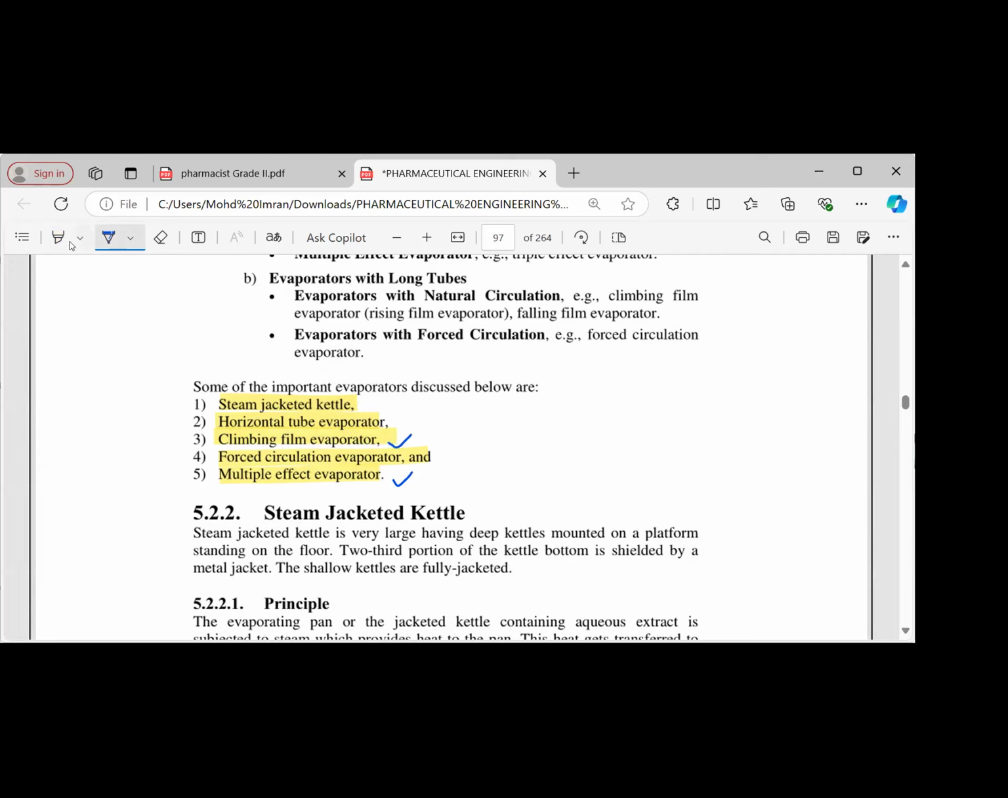Why is the multiple effect evaporator very important? Because in a multiple effect evaporator, energy can be conserved. The energy or the heat used for one evaporator can be used for multiple evaporators. So we can reuse it. That is the importance of the multiple effect evaporator.